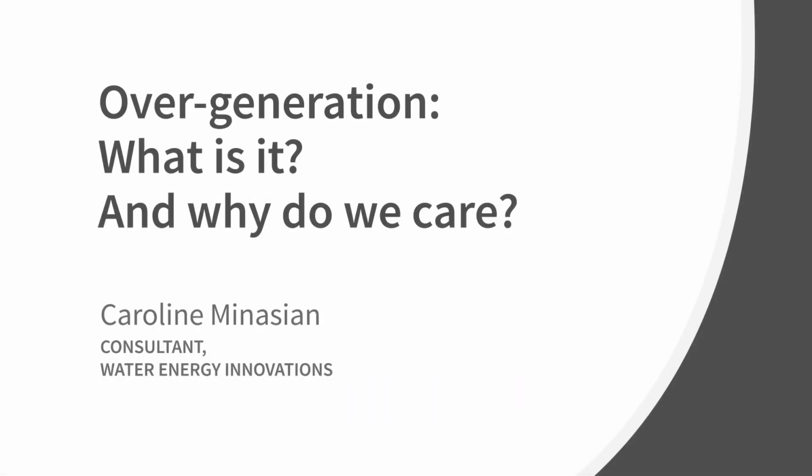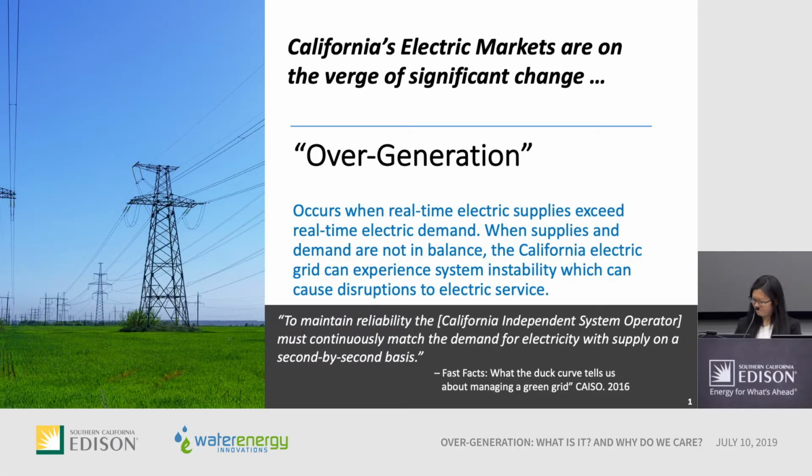I'm going to give a basic overview of what overgeneration is and why it's important. Here we go. Simply put, overgeneration occurs when there's an excess of real-time supplies versus demand. Those two have to be in balance, and when they're not, that causes things such as grid instability. It can cause brownouts and even blackouts.